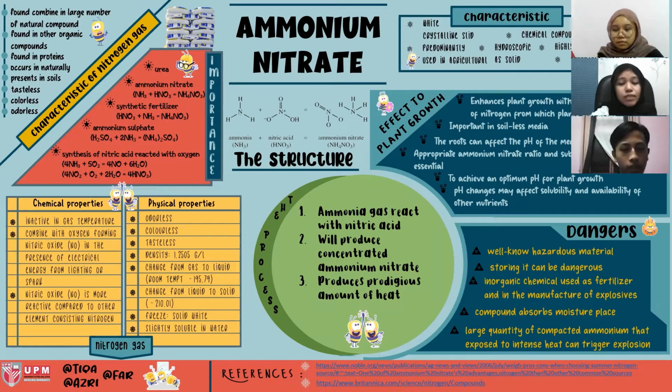Okay, from my research, ammonium nitrate is a chemical compound with the formula NH4NO3, as you can see in the poster. It is a white crystalline solid that consists of nitrate ions and ammonium ions. Ammonium nitrate is highly soluble in water and hygroscopic as a solid, although it does not form hydrates.